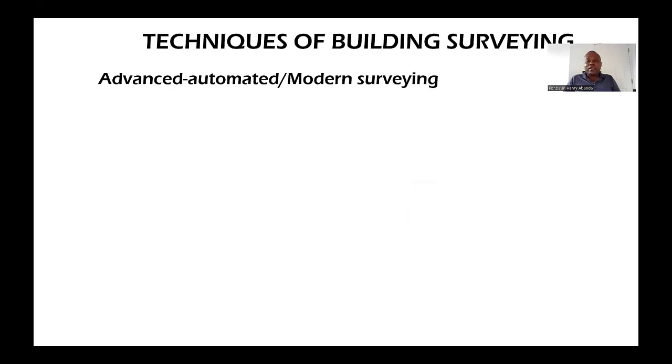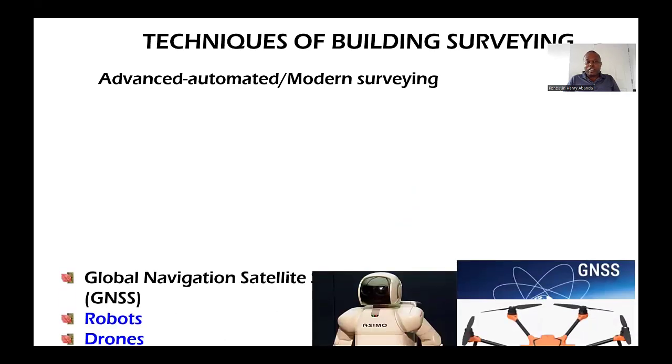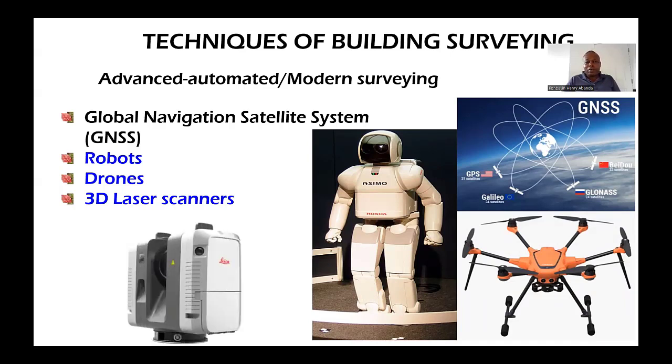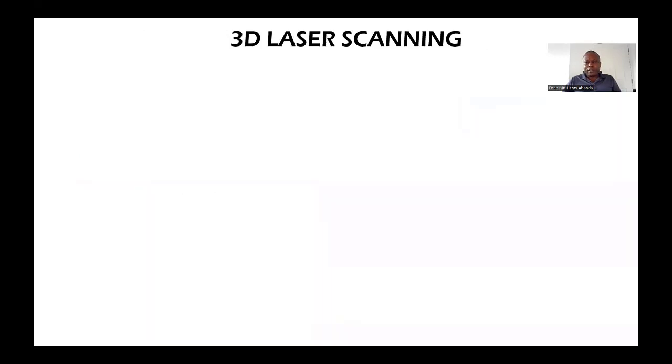And then with the advanced or automated or modern surveying techniques, we have things like the GNSS, the Global Navigation Satellite System, robots, drones, and 3D laser scanners. Our focus will be on 3D laser scanners, although we're going to say something a bit about robots and drones. So far we've covered the three major techniques of surveying buildings.